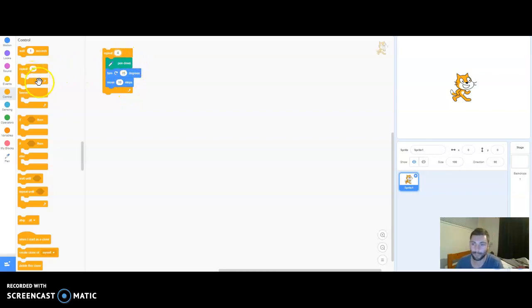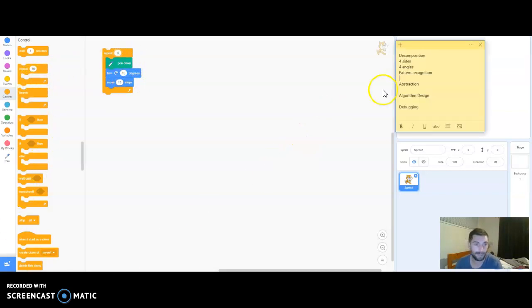Okay, so far so good for our square. I'll bring that post-it note back. So our pattern recognition is that we've noticed that they are equal length sides and equal size angles. I'll just make a few gaps for you so you can see that.